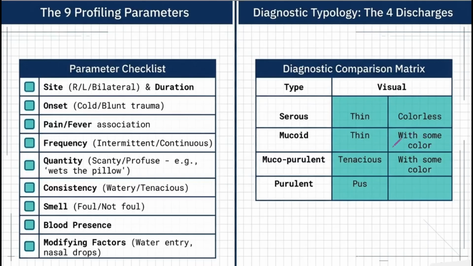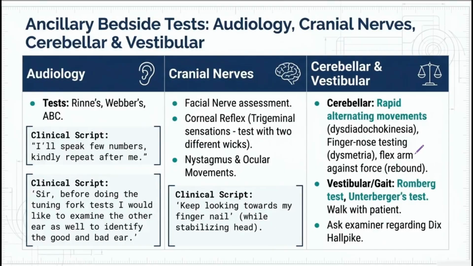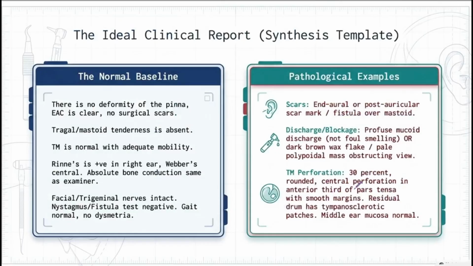So the stakes are high for getting the word right, and the manual demands that same exactness for the physical structures. When describing a ruptured eardrum, a doctor can't just write hole in the eardrum. No, they have to be precise. The template instructs them to map it like coordinates. It says, there is a 30% rounded central perforation in the anterior third of the pars tensa with smooth margins. The pars tensa being the tightly stretched lower portion of the eardrum, essentially the primary vibrating skin of the drum. It provides the next physician with a topographical map of a piece of tissue smaller than a dime.